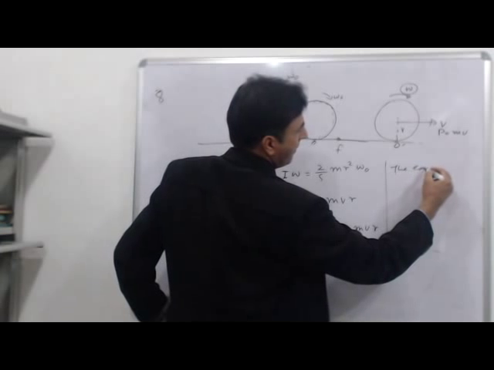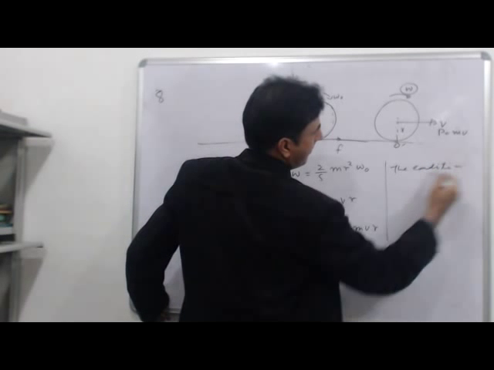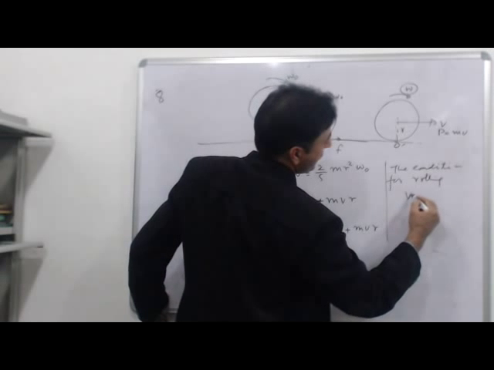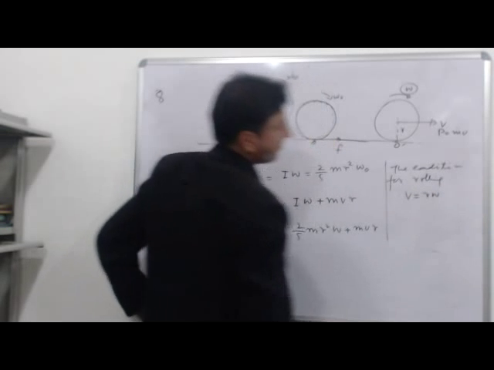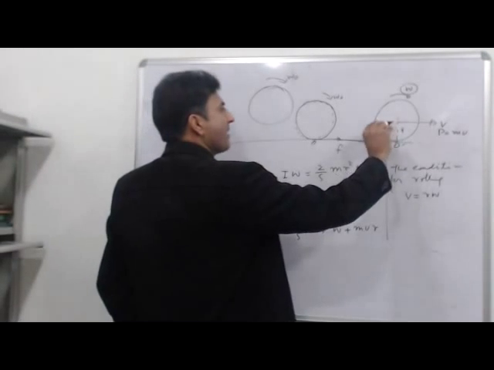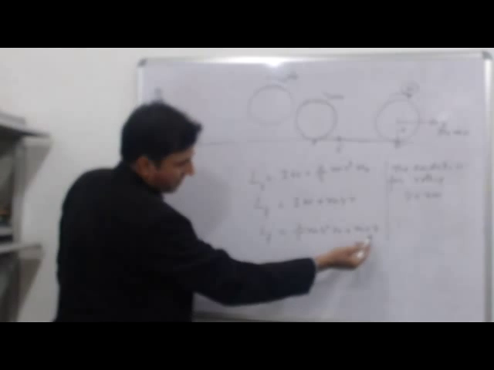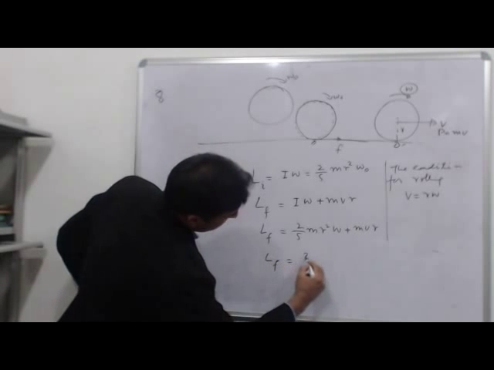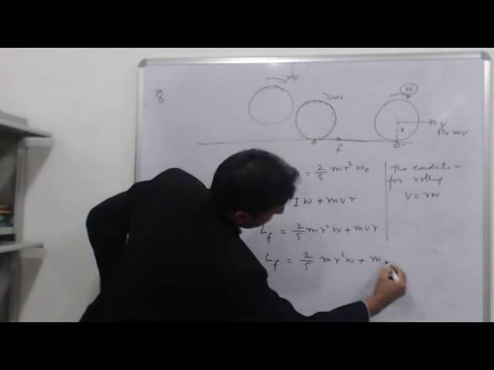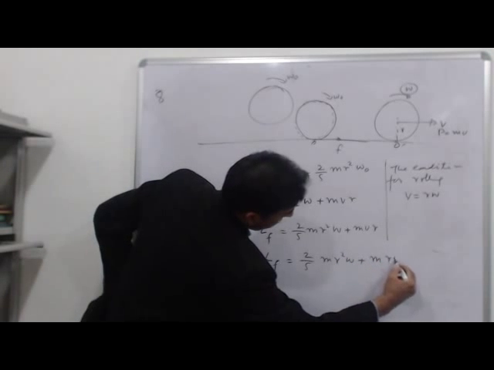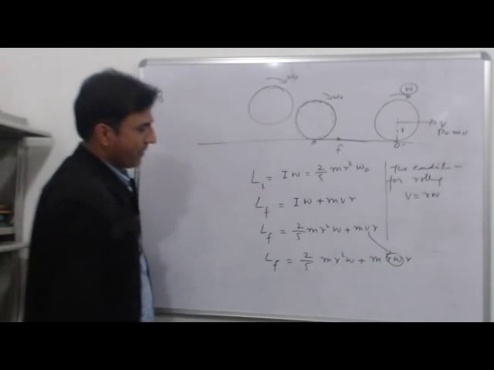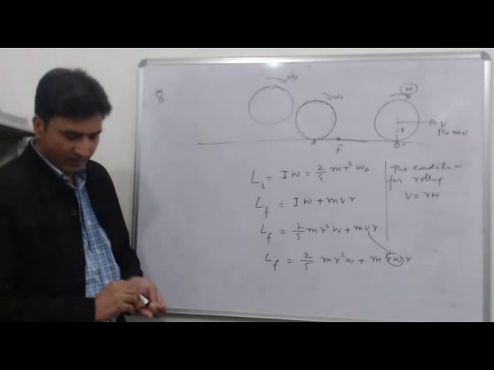The condition for rolling is V should be equal to R omega. It's a well-known condition. In case of rolling, the center of mass velocity should be R omega. So if we substitute it here, Lf is equal to 2 by 5 MR square omega plus M R omega into R, substituting V as R omega.